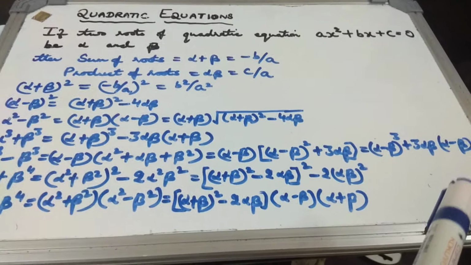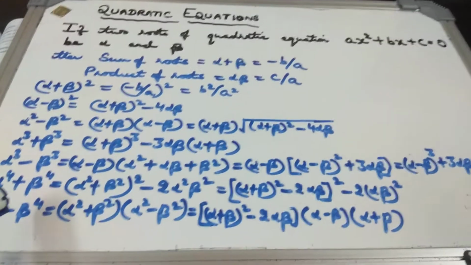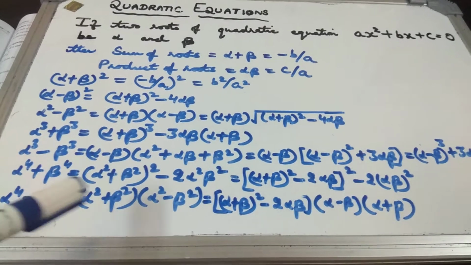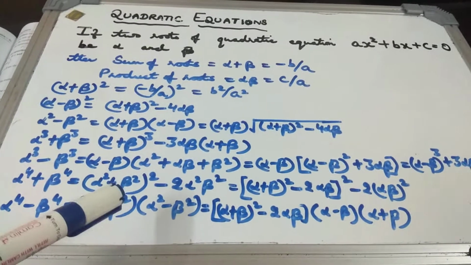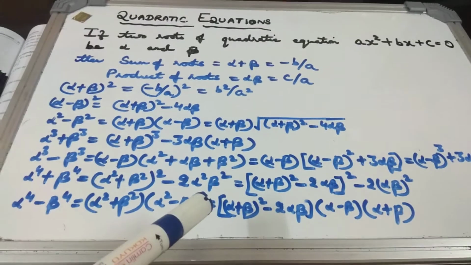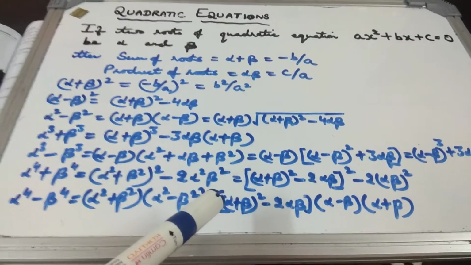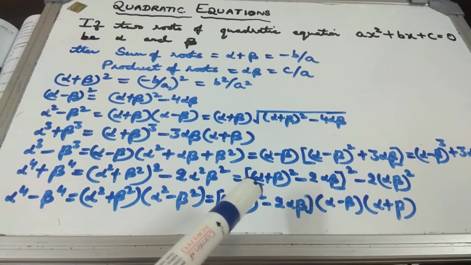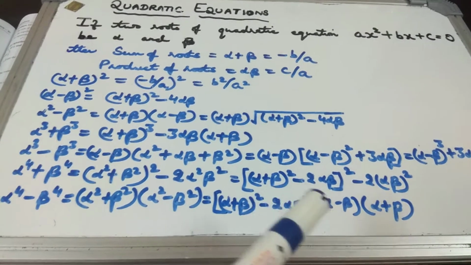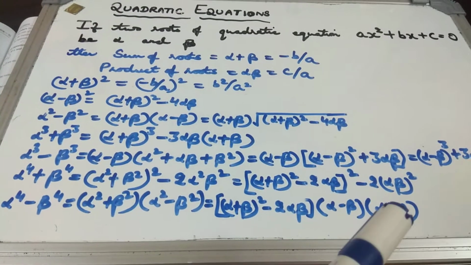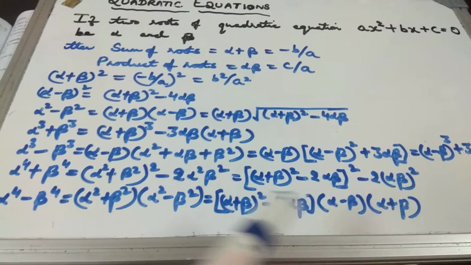So next one is alpha to the power 4 plus beta to the power 4, which could be written as alpha square plus beta square whole square minus 2 alpha square beta square, which is again solvable as alpha plus beta whole square minus 2 alpha beta whole square minus 2 alpha beta whole square.